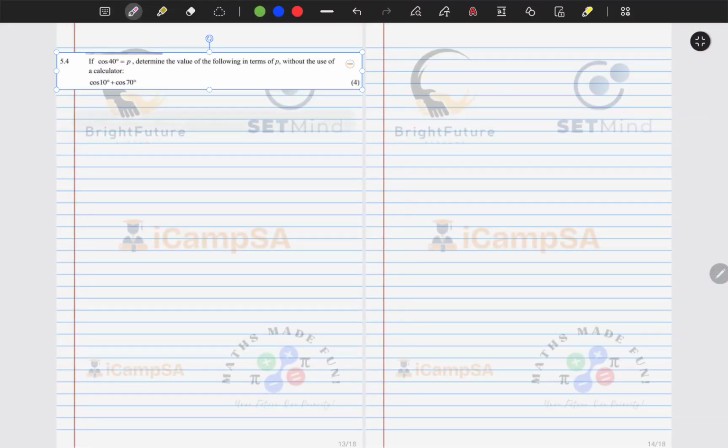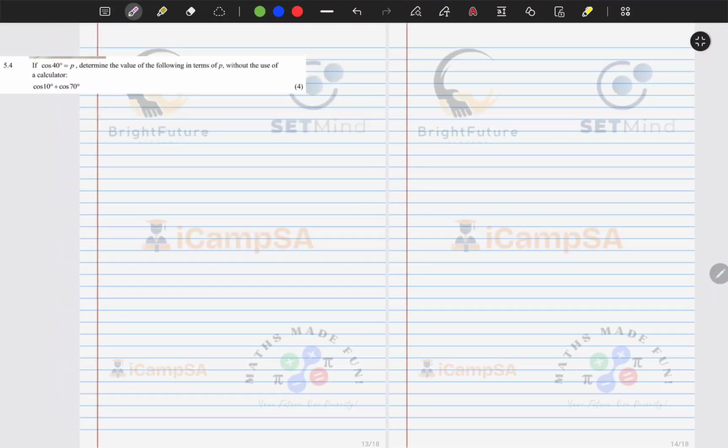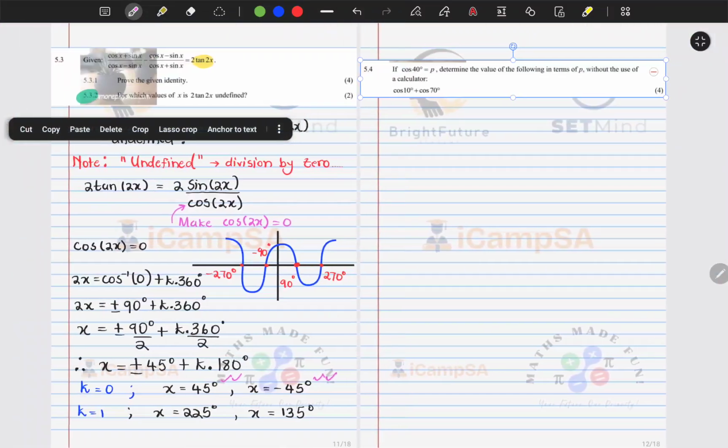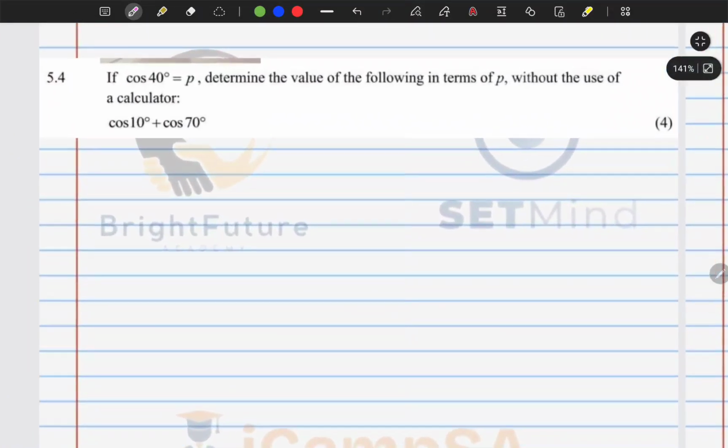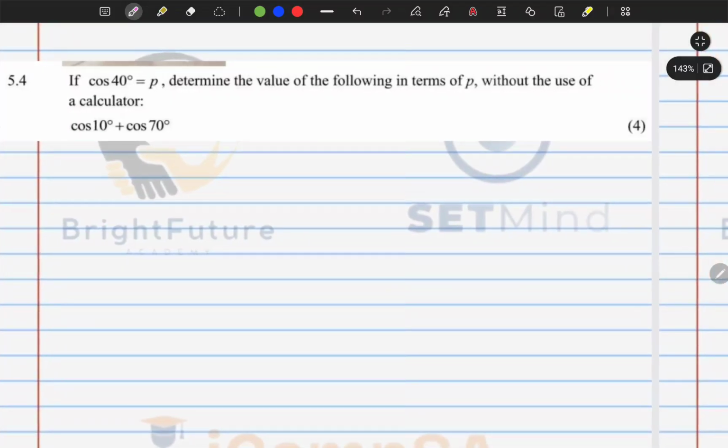The next question is this one. Let's take it to the previous. Well, let's keep it here. So we are told, if cos of 40 degrees equals P, determine the following in terms of P without the use of a calculator.